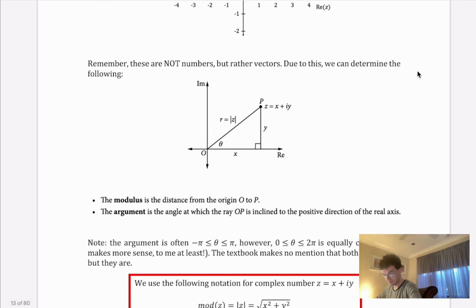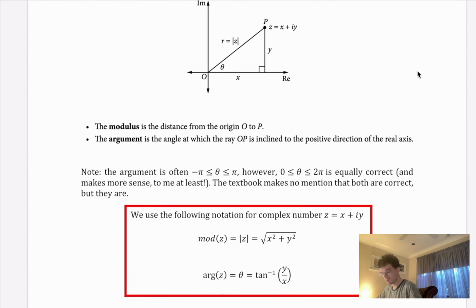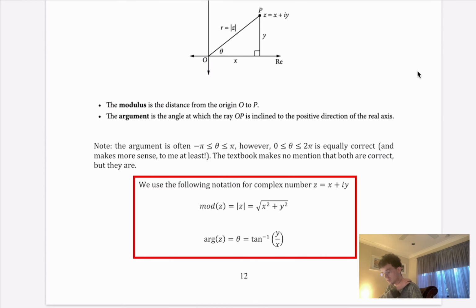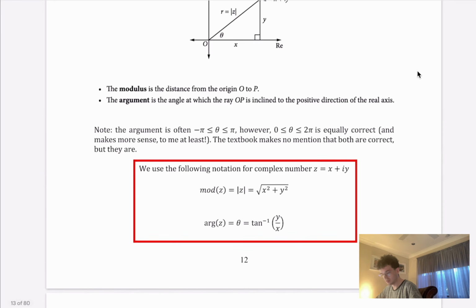Now, something to keep in mind is that these, remember, are not numbers, but rather vectors. So, with our vectors, we can determine two things. Number one is the modulus, which is the distance from the origin to the point P, or the vector. And number two is the argument, which is the angle that the complex number makes with the x-axis.